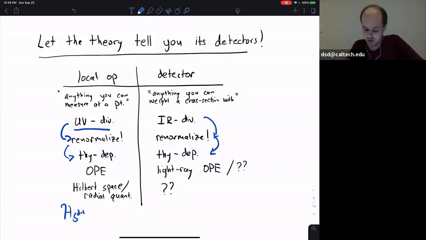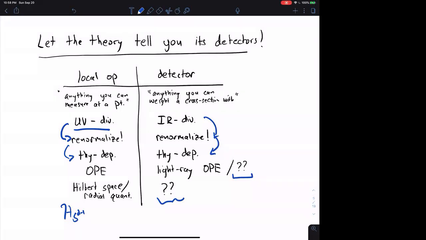But the question marks here are because we really don't know the full space of relationships between these types of detectors. And one of the reasons for that is, in the case of detectors, we don't have an analog of radial quantization. We don't currently have a Hilbert space interpretation of these detectors. That's something that's currently lacking, and I think that could give a huge amount of insight into what's going on if there was some non-perturbative characterization of these things.